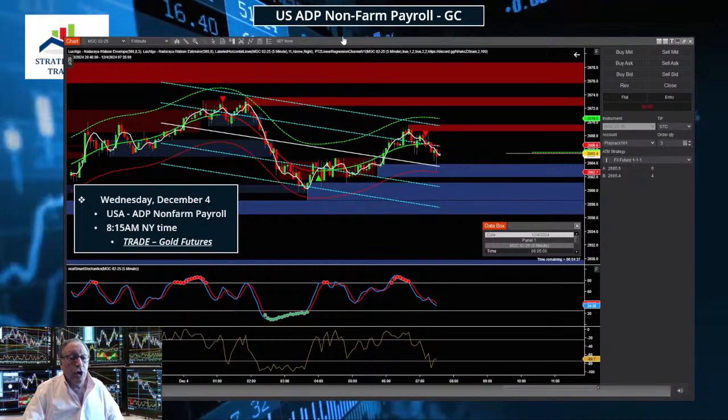Let's take a look at the same ADP non-farm payroll, but this time trading gold futures. This is going to be the MGC, the gold micro, not the full-size contract, which would be, if you're stopped out, several hundred, $300, $400, $500 loss. So we don't like to take that kind of a chance. And let's see how it played out.